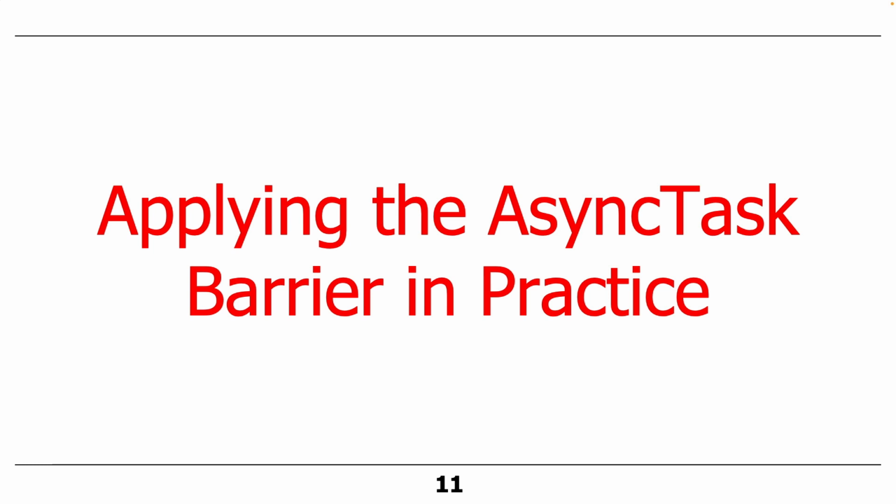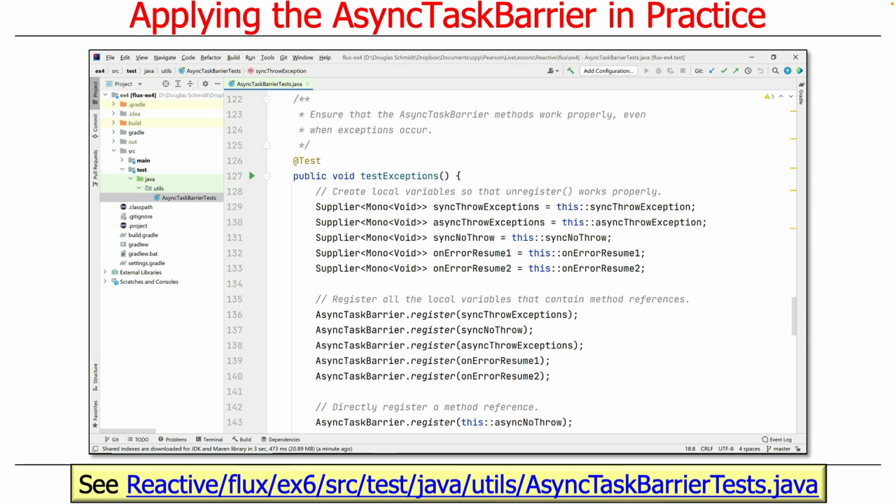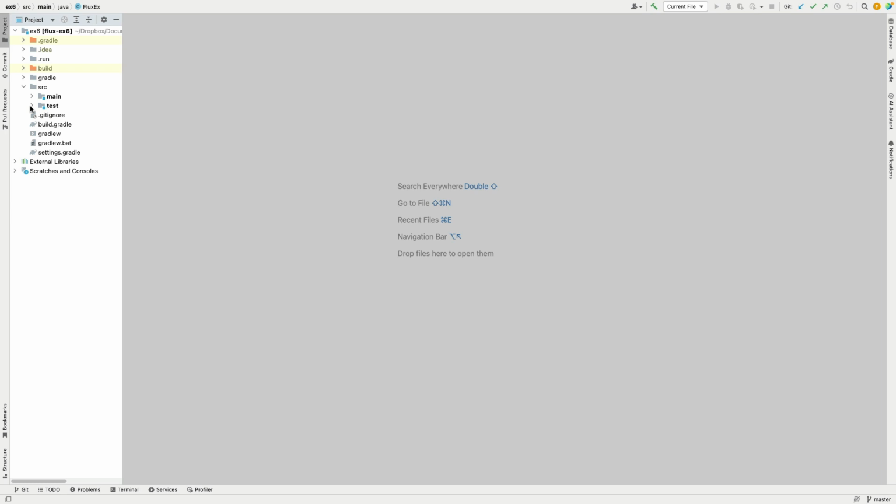So we're going to take a look at how to apply this in practice, but what we're really going to focus on are the test programs that illustrate how to test the way this framework behaves. And this will also give you a chance to learn a little bit more about writing tests for Java programs using the JUnit test apparatus. So here we are in the EX6 project in my live lessons GitHub repository in the reactive Flux folder.